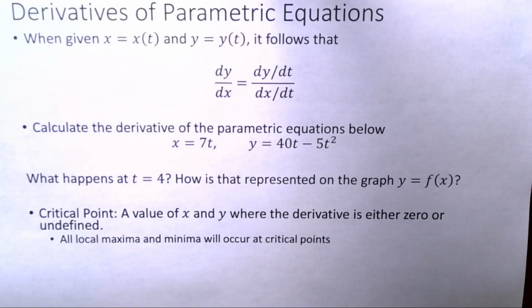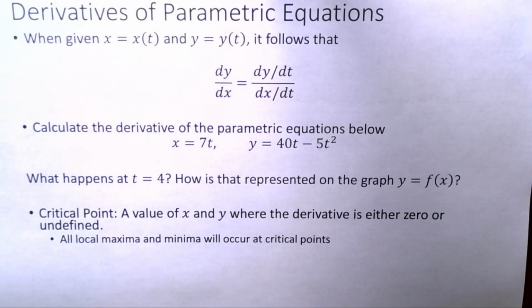Now, let's go ahead and apply that to a specific situation where we have x is equal to 7t and y is equal to 40 minus 5t squared. You may recognize this as being similar to what we went over in class, as this also is a representation, albeit more rounded than the one we did in class, of an object launched at an angle with no air resistance.